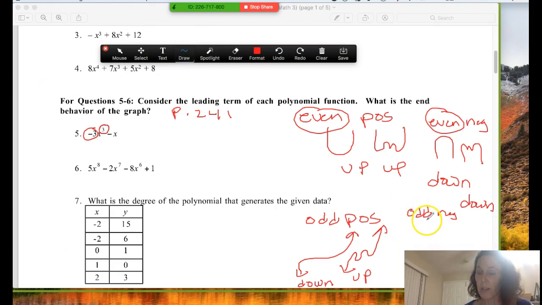If you're odd and you're negative, you're going to start up, but you're negative, so you end on the down note. Okay, you may have some bumps along the way, but you're going to end down. So you start up and you end down.